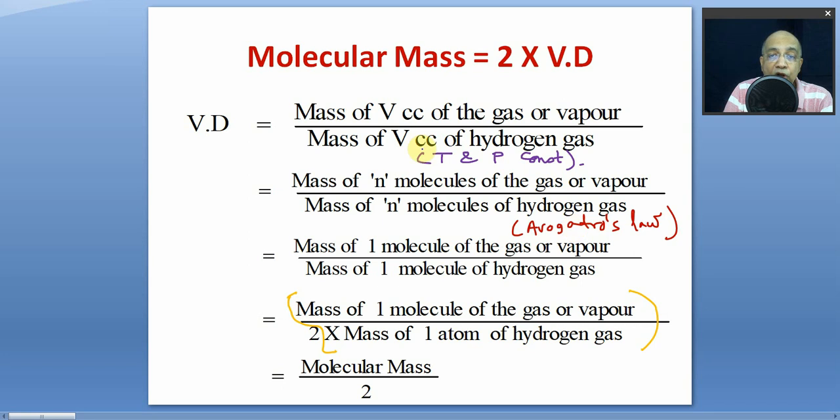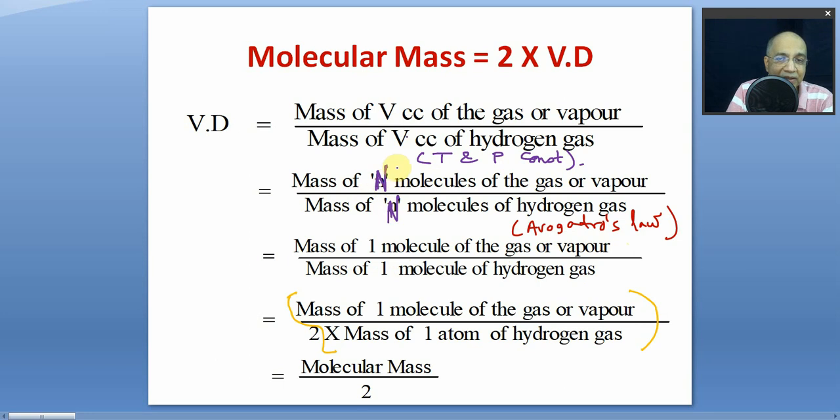So applying Avogadro's law, if V cc of one gas, the unknown gas, contains capital N molecules, the same V cc of hydrogen gas will also contain the same number of molecules, capital N. So if you divide by capital N in the numerator and denominator, you will find it is equal to the mass of one molecule of the gas or vapor by the mass of one molecule of hydrogen. We have applied Avogadro's law here: equal volumes of gases contain equal number of molecules.